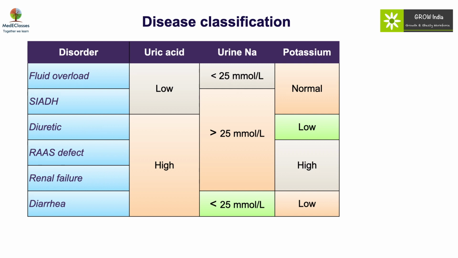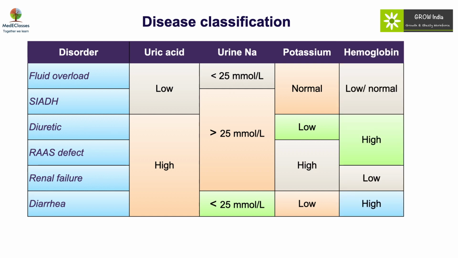Potassium, if it's high in the setting of hyponatremia, indicates a RAS abnormality or a renal failure, while hypokalemia and hyponatremia, as discussed, indicates an excessive loss of both sodium and potassium from either the tubules in the setting of tubulopathy like Bartter syndrome or Gitelman syndrome, or the use of diuretics, or from the gastrointestinal tract in the setting of diarrhea. Hemoglobin, if it's high, indicates hemoconcentration, while low or normal will indicate a hemodilution in that perspective.